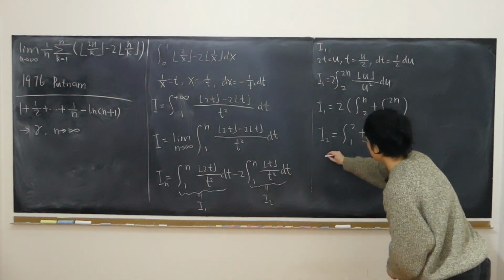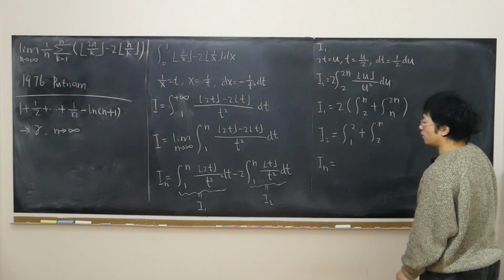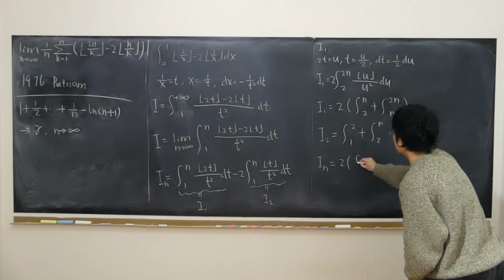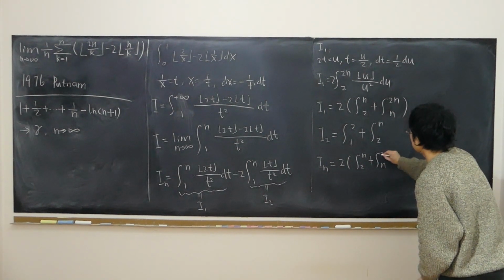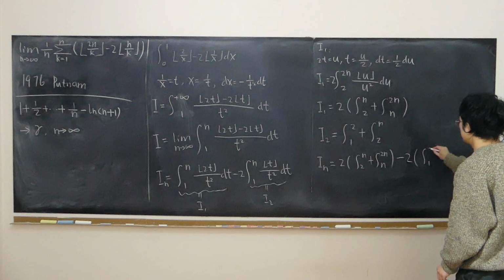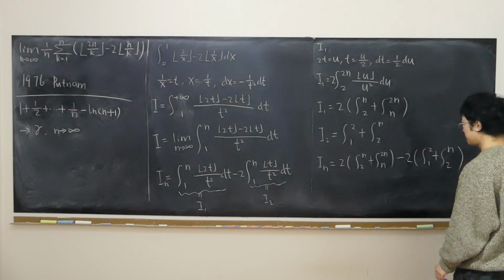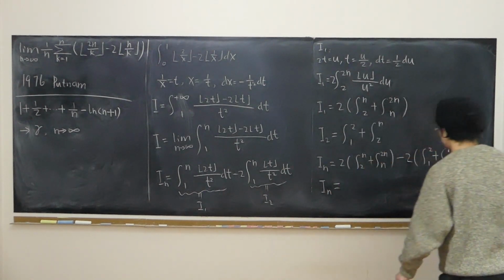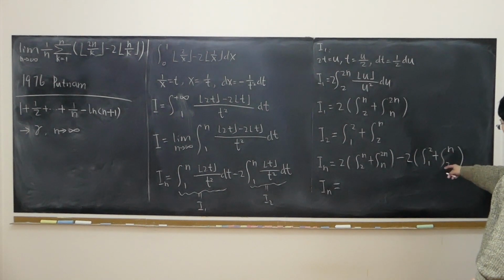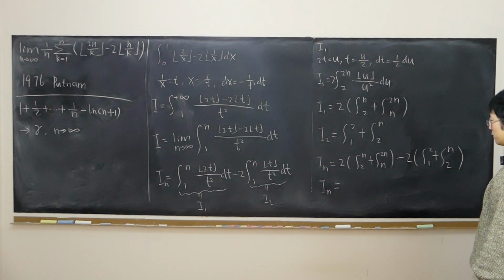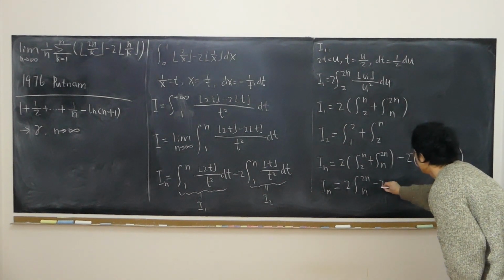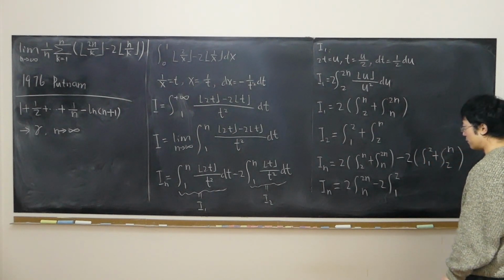Now my I sub n is equal to I1 minus twice of I2, right? I1 is this. So twice of the bracket of integral from 2 to n plus integral from n to 2n, minus twice of I2. I2 is twice the bracket of integral from 1 to 2 plus the integral from 2 to n. And my I sub n is now equal to twice of integral from 2 to n. Here I have minus 2 of integral from 2 to n, so they can just cancel out. And I'm left with twice of integral from n to 2n minus twice of the integral from 1 to 2. Right, that's what I'm left with.